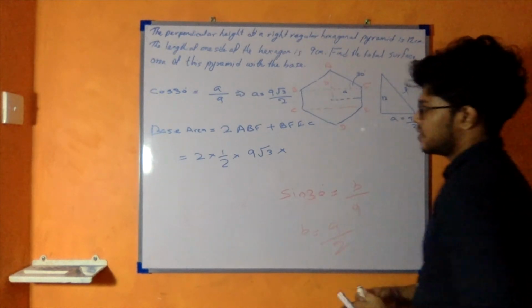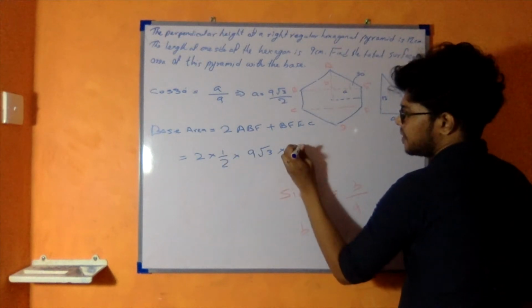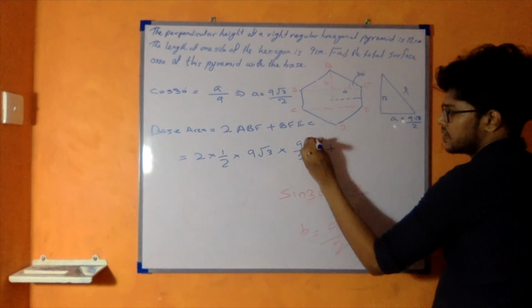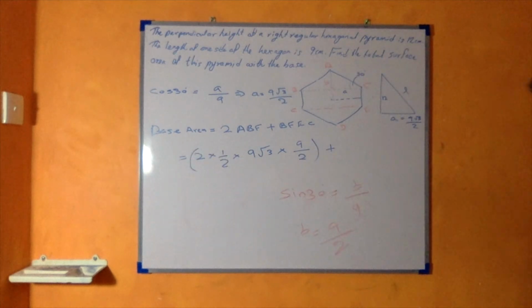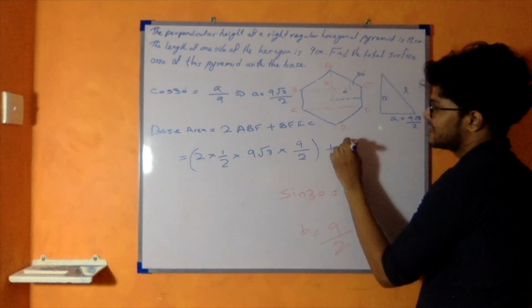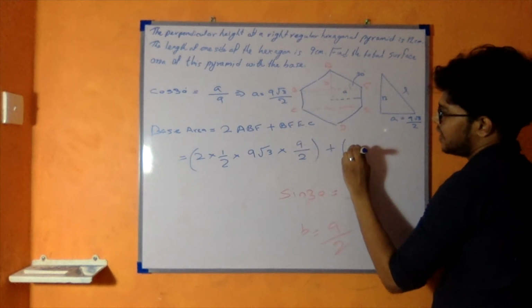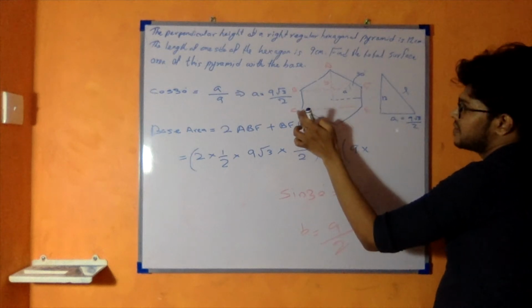So let's use half into base into perpendicular height, which is 9 divided by 2. Plus, this is one thing, and the other one is the area of the rectangle, which is going to be 9 and this is going to be the distance from B to BF.